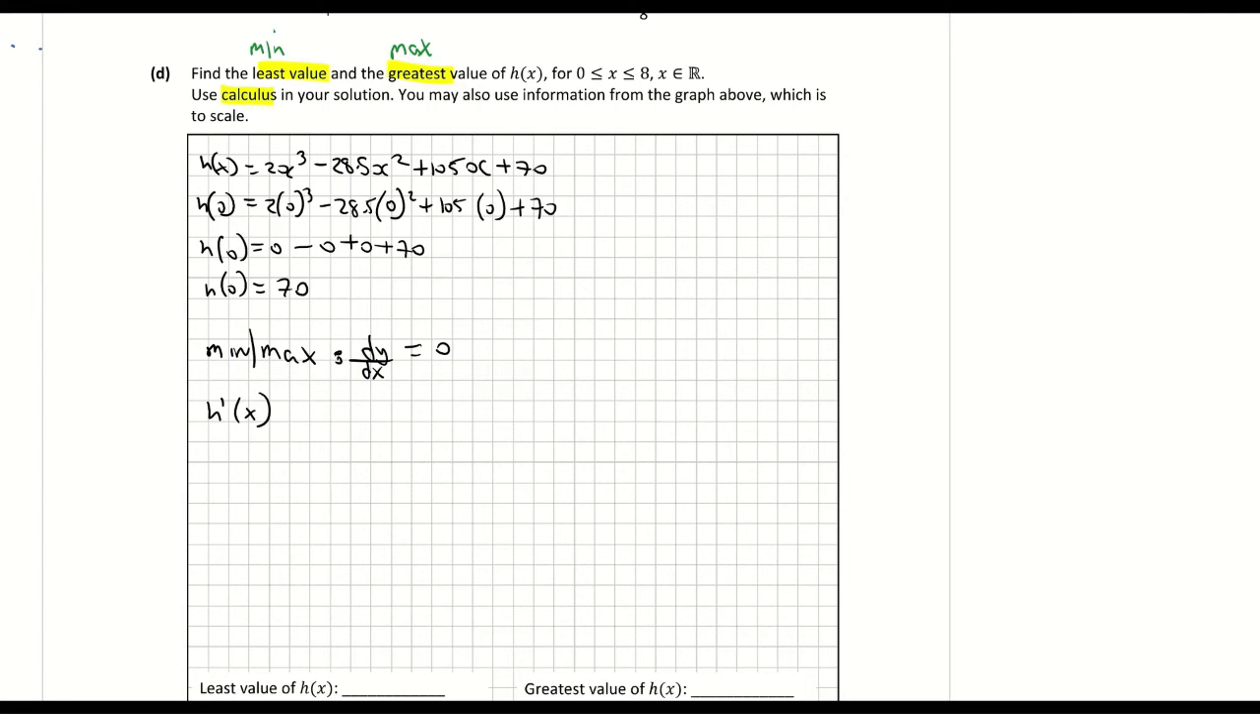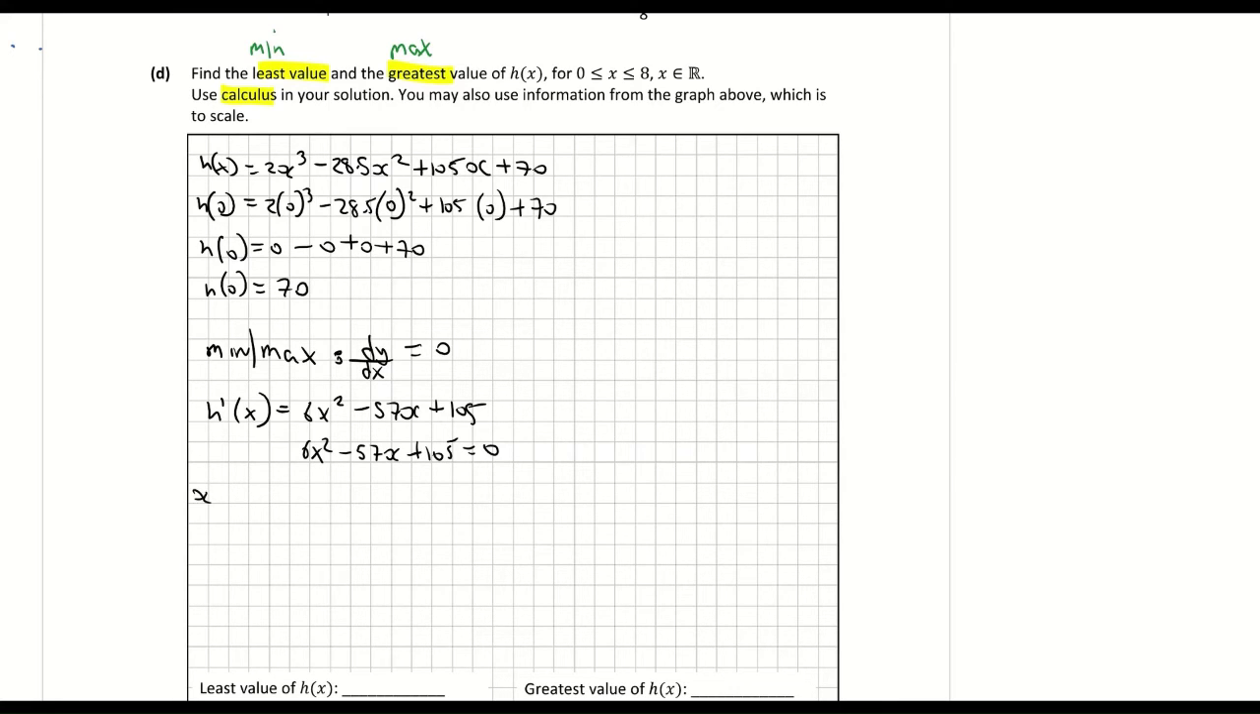So I'm basically differentiating h of x. Going from the top of page 16, the start of this question, differentiating 2x cubed gives me 6x squared. 28.5x squared differentiated gives you 57x. I'm basically multiplying down the power, and the 70, the constant, is just dropped. So 6x squared minus 57x plus 105. To find max and min, I'm going to let that equal 0 now, and then I'm going to use my minus b formula to solve that.